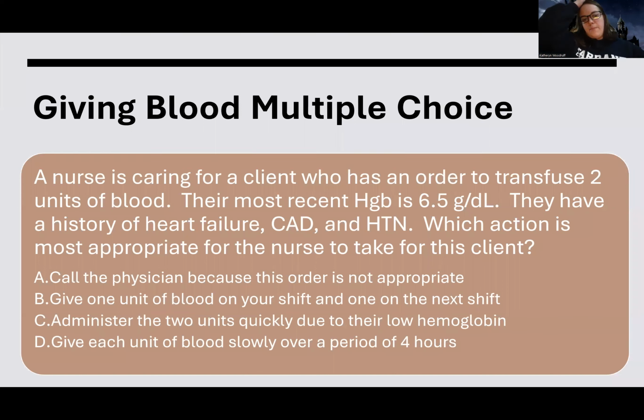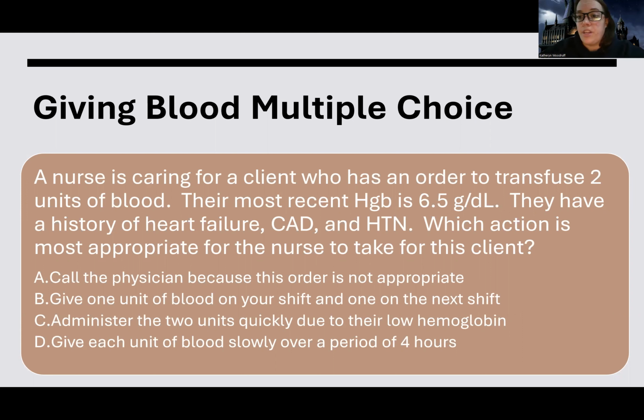All right, so let's get to this giving blood multiple choice. A nurse is caring for a client who has an order to transfuse 2 units of blood. Their most recent hemoglobin is 6.5. They have a history of heart failure, CAD, and hypertension. What action is most appropriate for the nurse to take for this client?